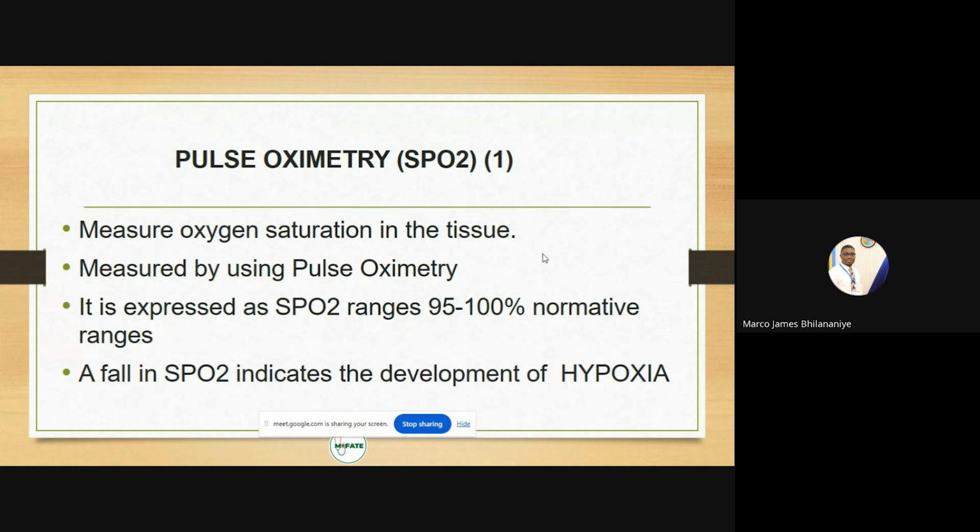So good evening once again, ladies and gentlemen. So this is now the oximetry part, as a part of our cardiac monitors.